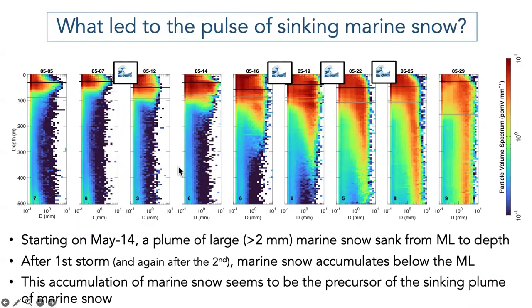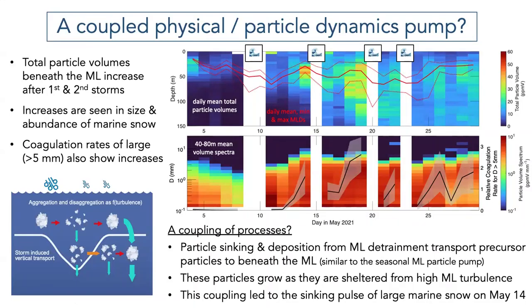What we think is happening is that as the storms pass, there seems to be a transport of particles from the surface ocean down below the mixed layer, which is this line here, and it seems to accumulate. What we're hypothesizing is that this is the precursor of the sinking plume of marine snow, as we can see here. So it seems like there's a kind of coupled physical particle dynamics pump going on here.